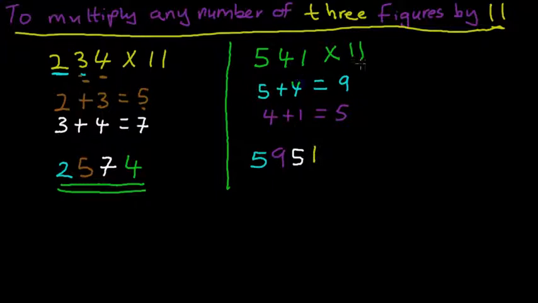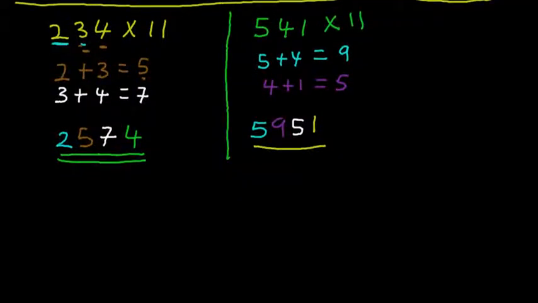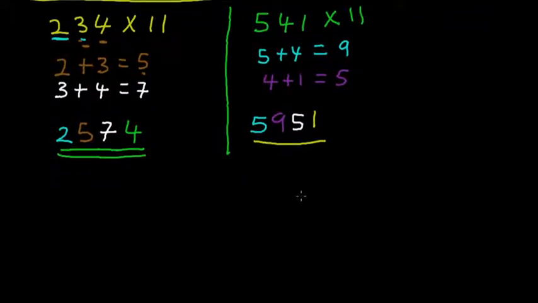So 541 times 11 gives you 5951. Okay, let's try out more examples. You can punch it on your calculator, or ask someone to do it for you on the calculator, and you'll find out you're going to get it.